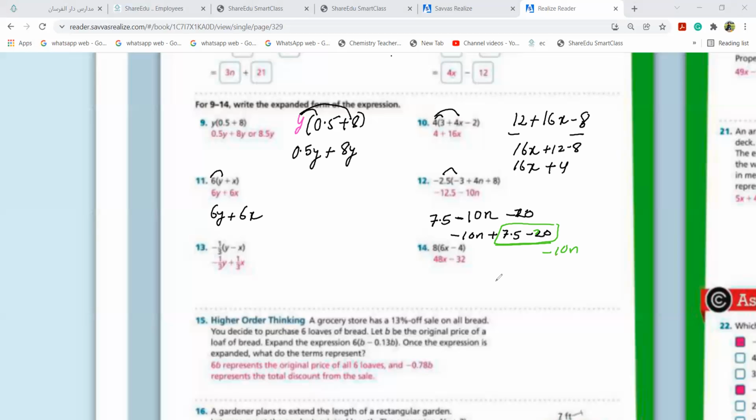And when you do plus 7.5 minus 20, what do you get? See, how can you subtract 10? Because this has n. You will do 7.5 minus 20. Okay, minus 12.5. Yes, this is your answer. Any questions you have? You got this? Very good. Any questions, girls?